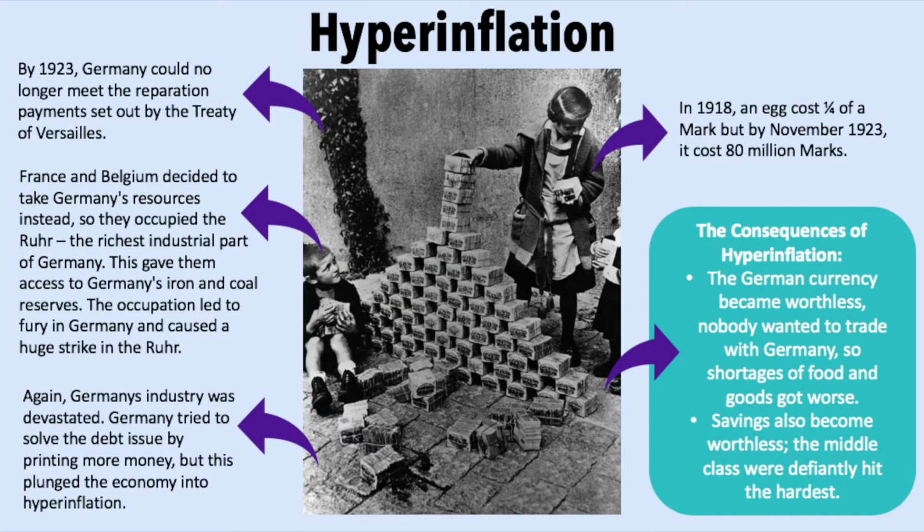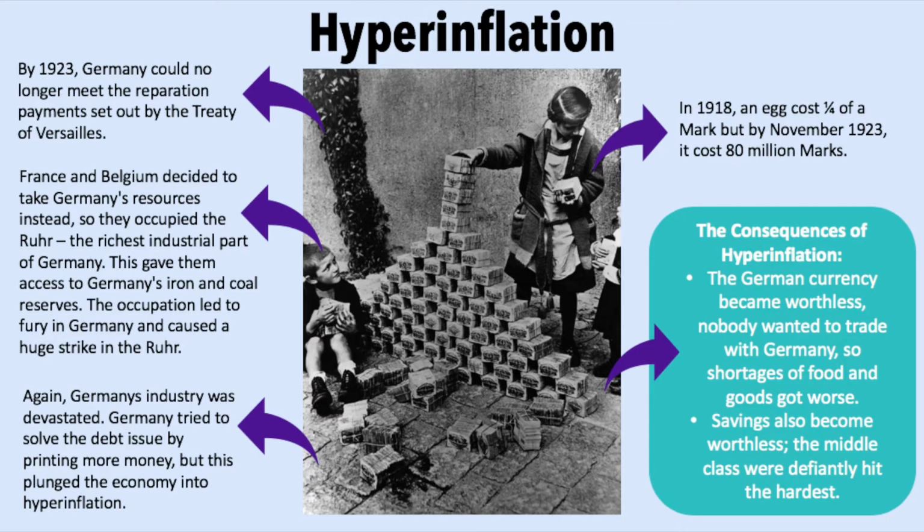By 1923, Germany could no longer meet the reparation payments set out by the Treaty of Versailles. France and Belgium decided to take Germany's resources instead, so they occupied the Ruhr, which was the richest industrial part of Germany. This gave them access to Germany's iron and coal reserves. The occupation led to fury in Germany and caused a huge strike in the Ruhr. Again, Germany's industry was devastated.